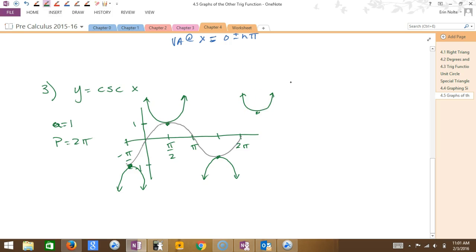So for a cosecant function, again, we have vertical asymptotes. Let me erase all that sine stuff. So we have a vertical asymptote. Sorry, one too many undos. Here we go. So we have a vertical asymptote.